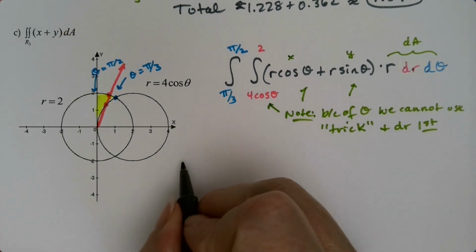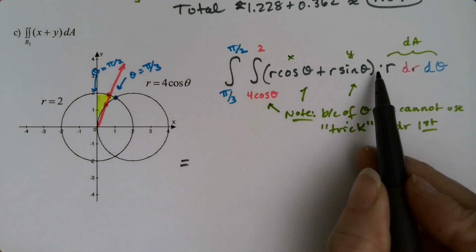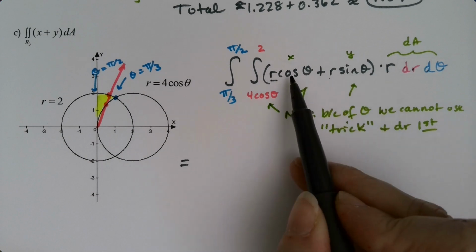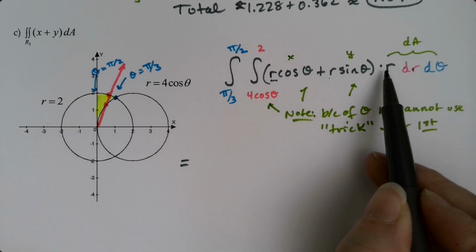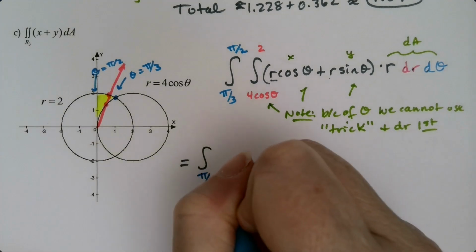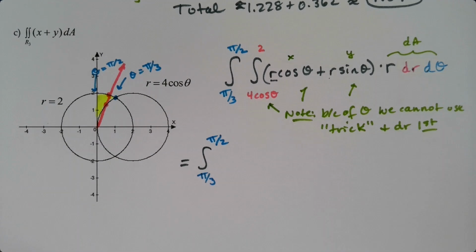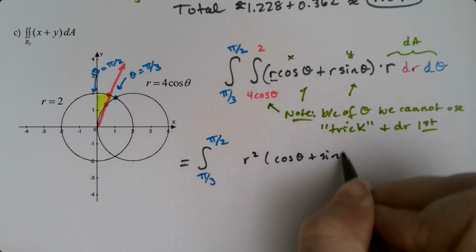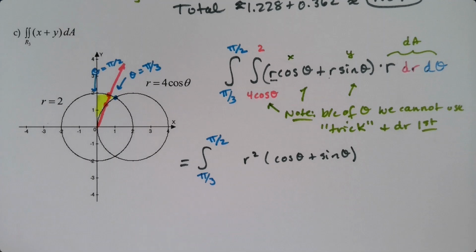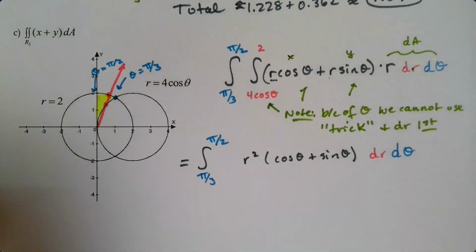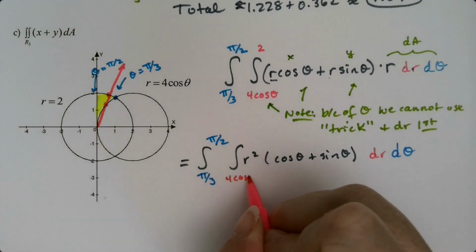So this is going to be the integral. I'm going to factor. If I look here, this has an r in it and this has an r in it, so I'm going to pull an r out and make it r squared because I already have an r out here. So I'm going to take the integral from pi over 3 to pi over 2, and then make it r squared times cosine of theta plus sine of theta dr d theta. And yes, I lost one of my integral symbols. It's because I hadn't decided if I was going to integrate or not, but I decided not to. All right, so this is 4 cosine theta and 2.